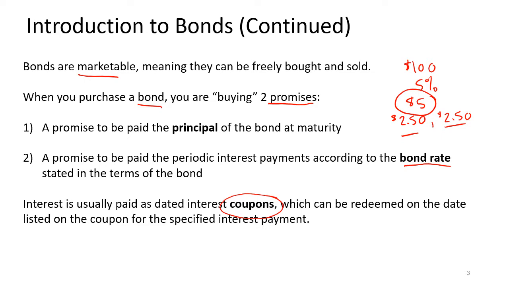The reason they were called coupons is that, before a lot of our day-to-day transactions became electronic, they were actual coupons attached to the bond that you would take off and bring to the bank to be paid that interest. So that's the reason they're called coupons. And you'll actually earn that specified interest amount.